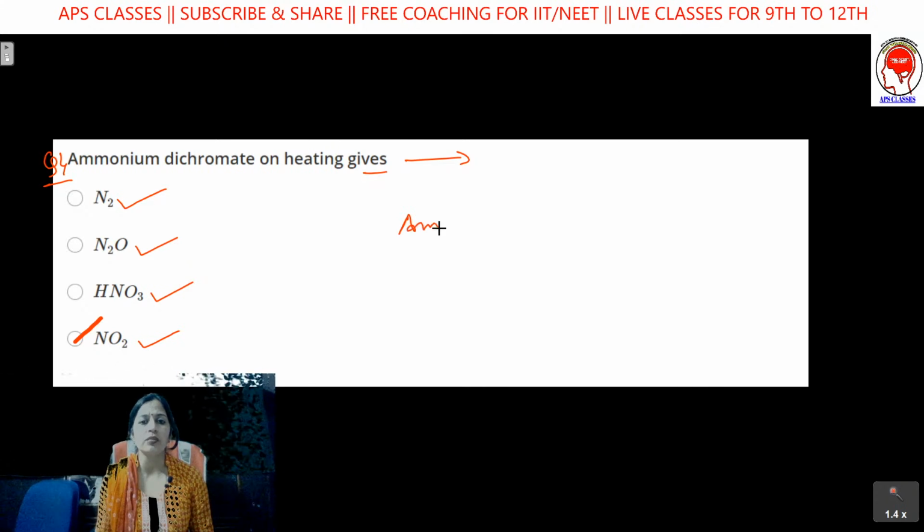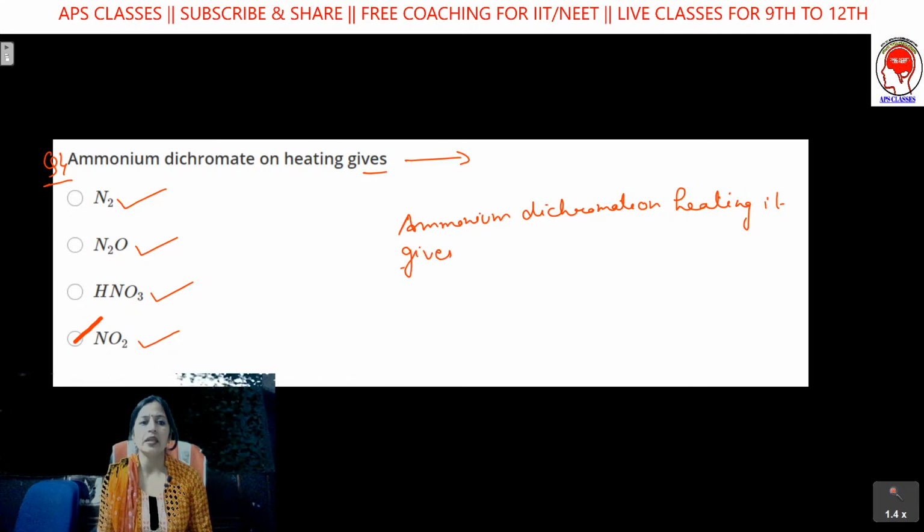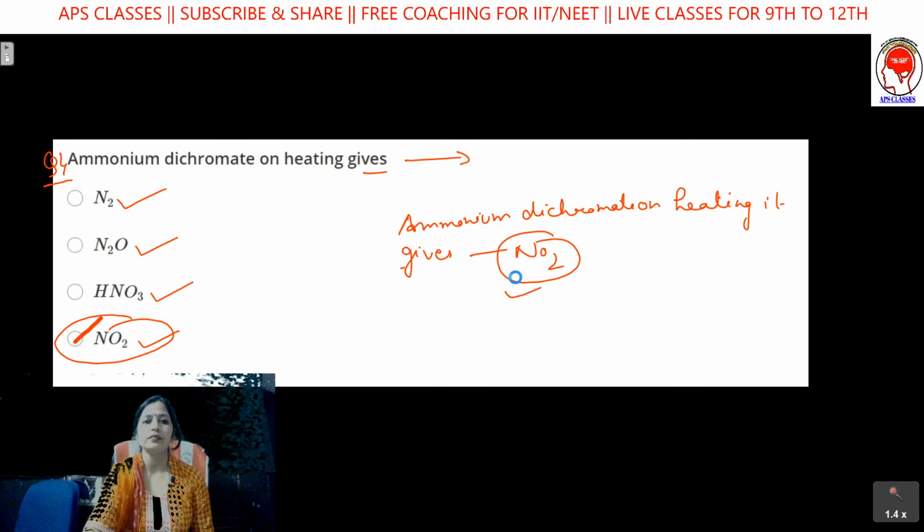When ammonium dichromate is heated, after that it gives either N2, N2O, HNO3 or NO2. So when ammonium dichromate is heated, it gives NO2, nitrogen dioxide. So it is the right answer for question number 4.